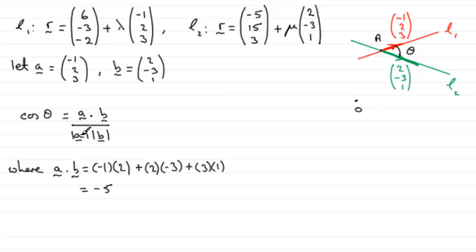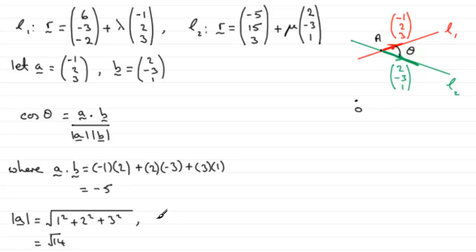Now we also need the magnitude of the two vectors A and B. So to work out the magnitude of a vector, all we've got to do is do the square root of the sum of the squares of the components. And you can strip off any negatives, it doesn't matter. You're just going to get 1 squared plus 2 squared plus 3 squared for the vector A. And this is the root of 14. So the magnitude of A then is root 14.